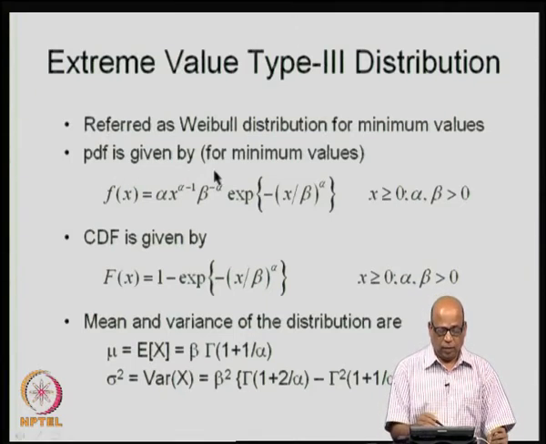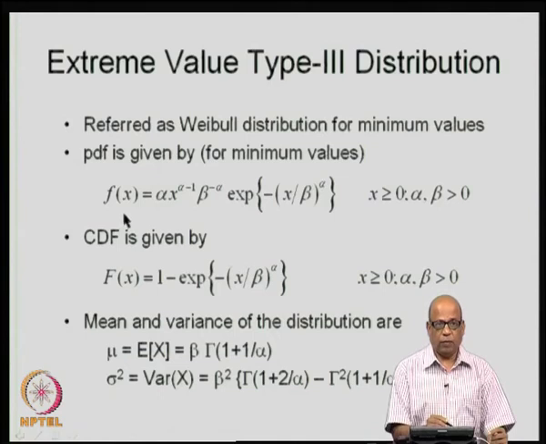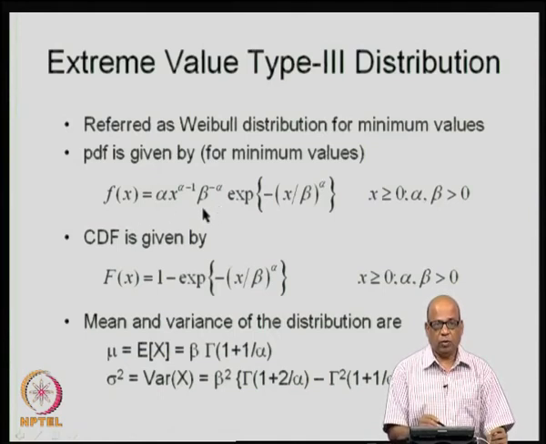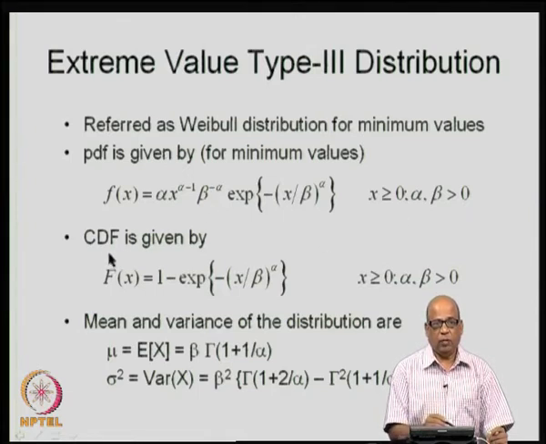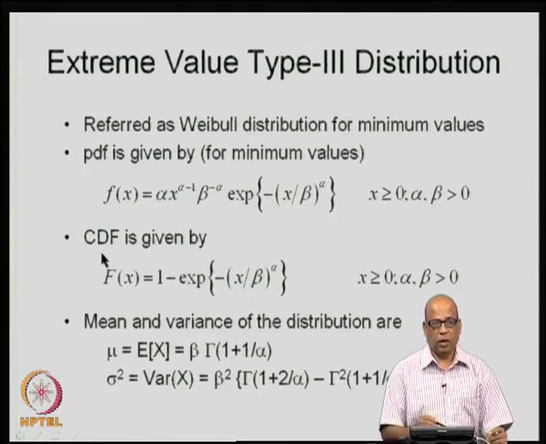So, for the minimum values, the PDF is given by f of x is equal to alpha x to the power alpha minus 1, beta to the power minus alpha, exponential of minus x by beta to the power alpha. So, this has two parameters alpha and beta, and this is defined for x greater than or equal to 0 and alpha and beta both positive. From this you can derive the CDF, the cumulative distribution function, as F of x is equal to 1 minus exponential minus x by beta to the power alpha.